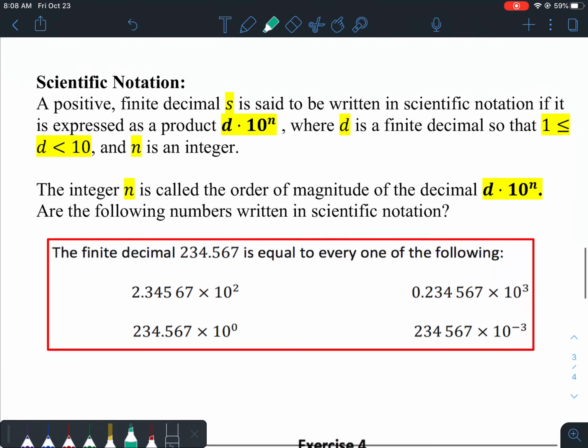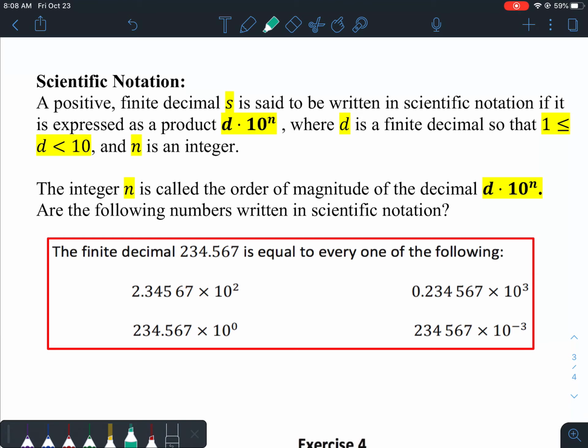This is our definition. A positive finite decimal s is said to be written in scientific notation if it is expressed as a product of d times 10 to the n, where d is a finite decimal, so that 1 is less than or equal to d, and d is less than 10, and n is an integer. The integer n is called the order of magnitude of the decimal, d times 10 to the n. Are the following numbers written in scientific notation?